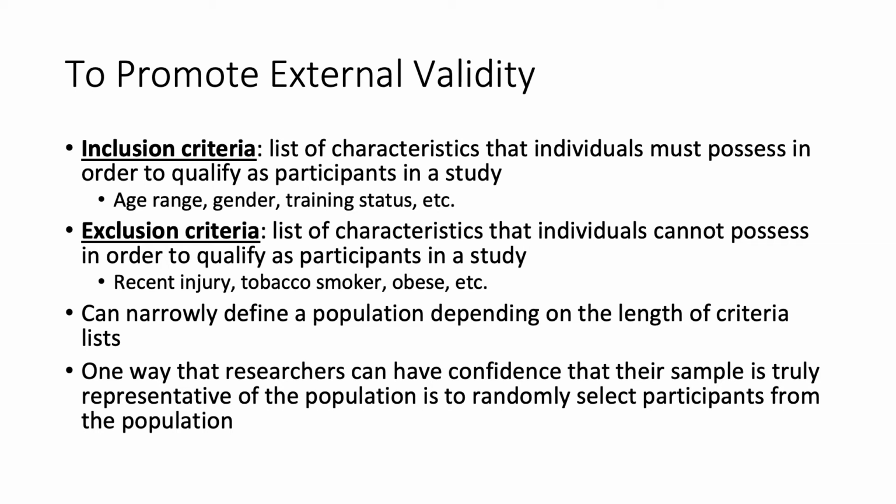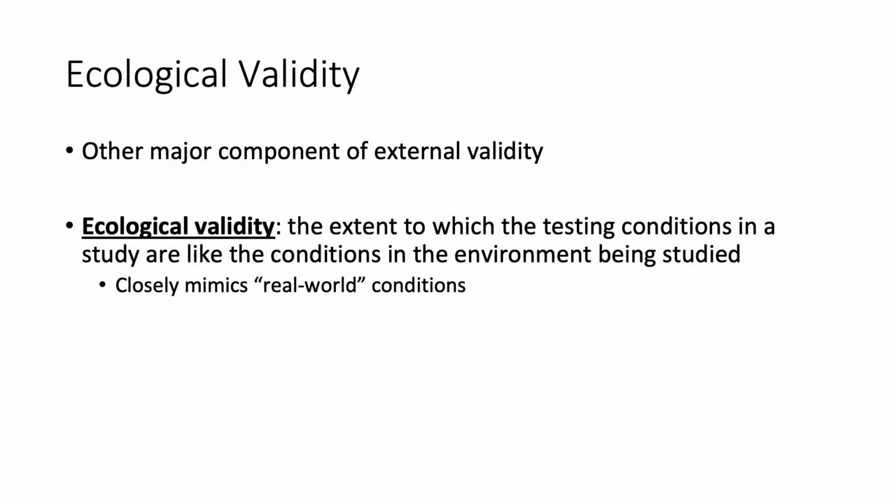One way we as researchers can have confidence that the sample is truly representative of the population is to randomly select participants from the population. Ecological validity is the other major component of external validity. Ecological validity is the extent to which the testing conditions in a study are like the conditions in the environment being studied. In this case, it is closely mimicking real-world conditions.